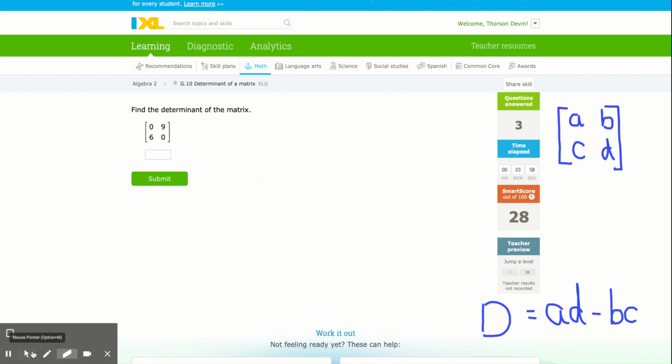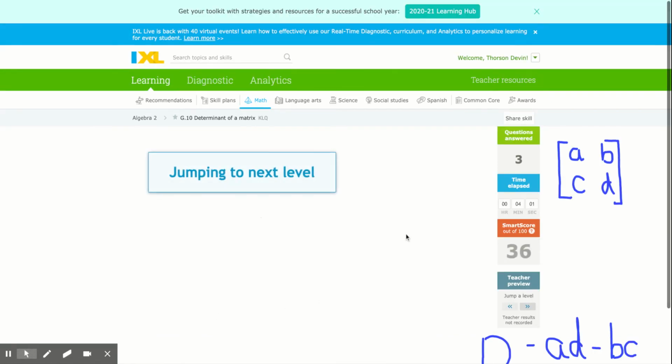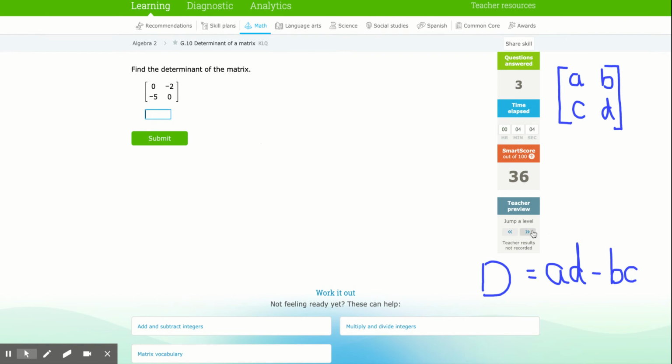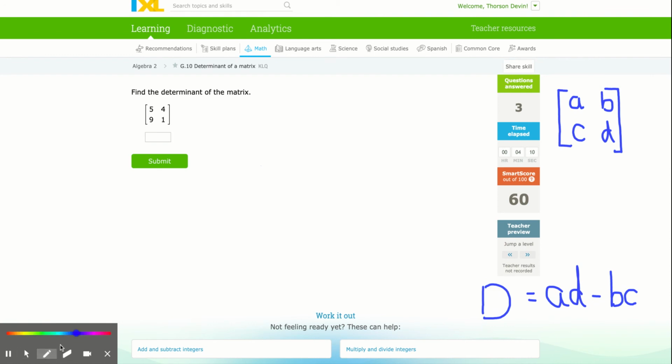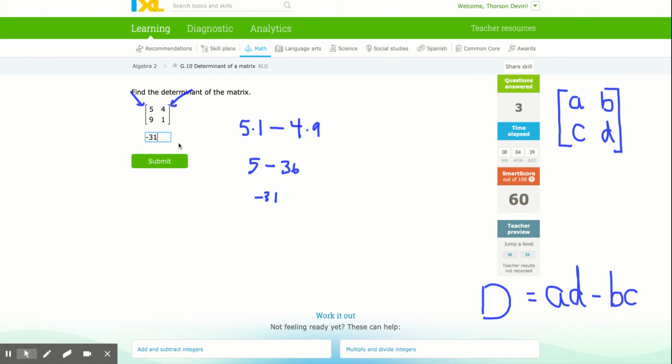I'm going to jump ahead, but it won't get any more difficult than that until you get up to your 80s. By the way, I might only expect you to get up to 80. I don't expect you to get much higher than that because you'll get into 3 by 3s and bigger ones, and I don't expect you to do those. But here's one where it's going to be a little different. I mean, in the sense of 5 times 1, 5 times 1, that's that diagonal, minus this diagonal, 4 times 9, that's 5 minus 36, or negative 31, is the determinant of that matrix, negative 31.